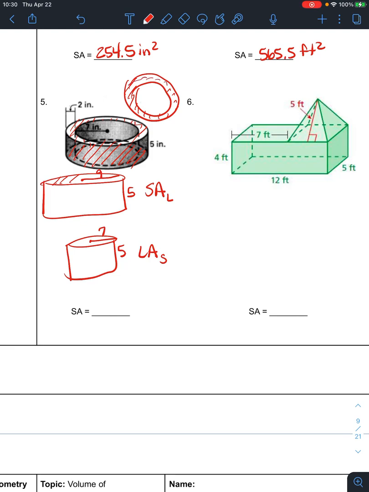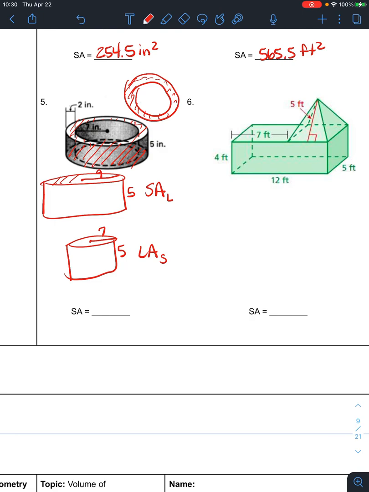Now, this again is not the only way to think of this. You can do the lateral area of the big one and the lateral area of the small one. And then you can just take the big circle and subtract the small circle for the top and the bottom. You can do that too. That is totally fine. It's all kind of what you see. So I just took care of the circles all at once by doing the surface area.